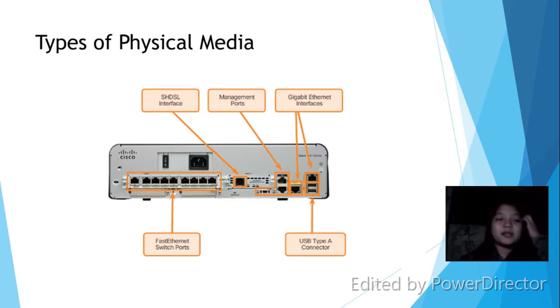Then the types of physical media. So this is the physical media. I think this one is the router or the switch. So again, this is the switch. You can see they have the USB Type A connector. Then you can see also the Gigabit Ethernet interfaces, the management ports, then the SHDSL interface, and then the fast Ethernet switch ports.